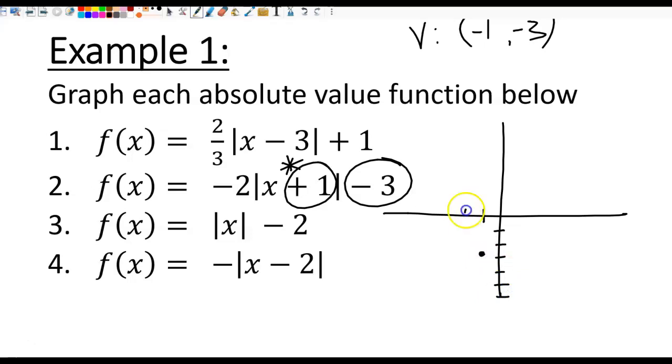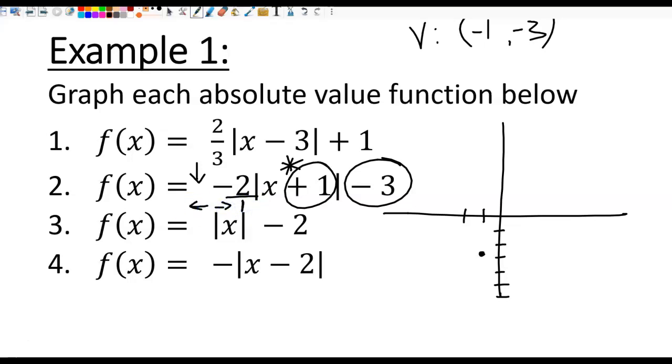Okay? So that is the vertex. Now we're going to apply the slope. Since my slope is -2, since it's negative, we're going to go down 2. And since there's no denominator, you could think of that as a 1. So that means we're going to go right and left 1 space.